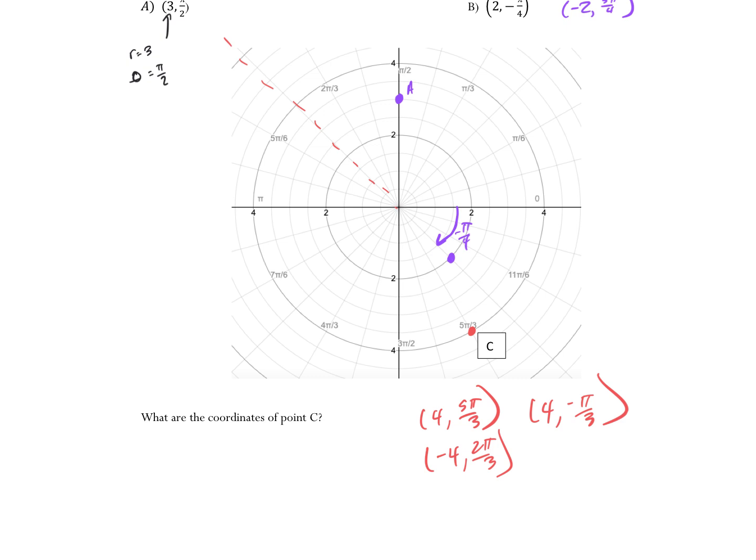Yes? I'm confused on how we're getting the negative 4 for the radius. Like, how do you have a negative radius? So 2 pi over 3 is here, right? So this would be a positive radius because I'm going in the positive direction. So the positive radius starts here and rotates this way, yes? Okay. So the negative radius would be, I do that rotation, but I'm going in the opposite direction.